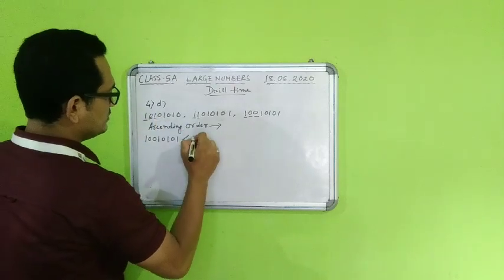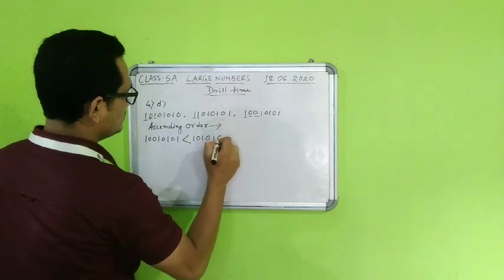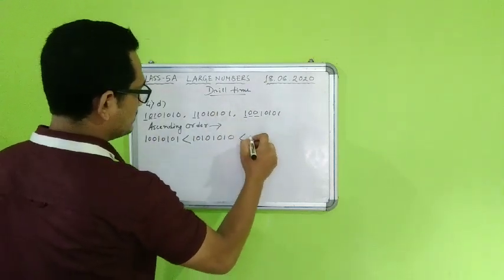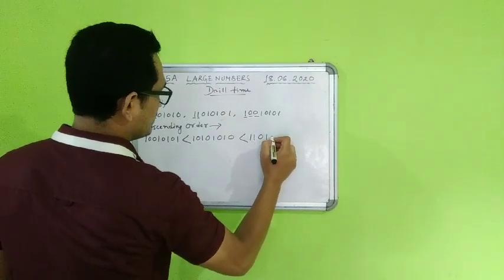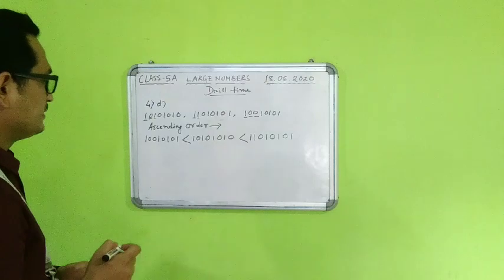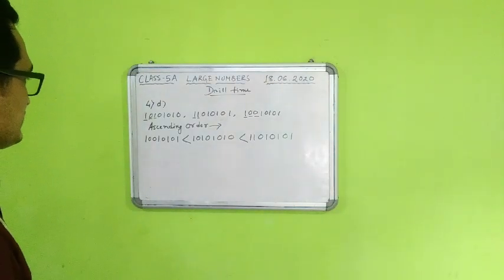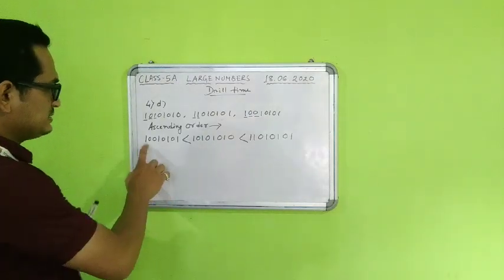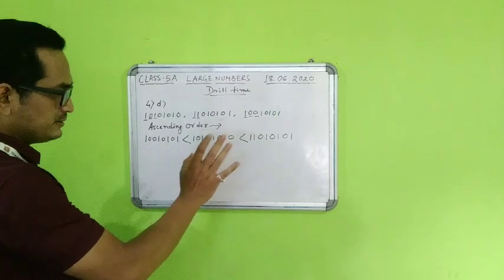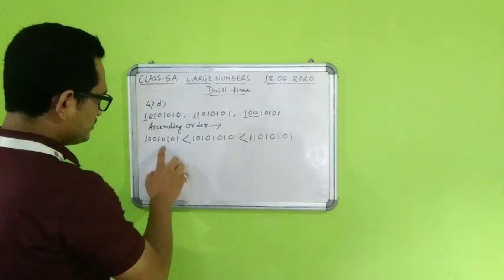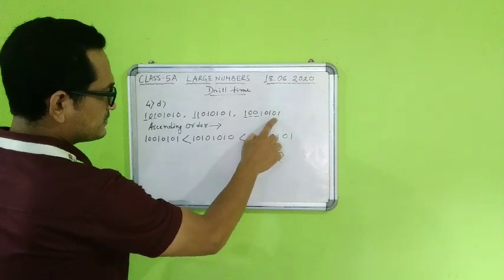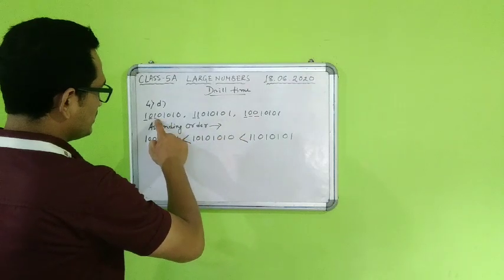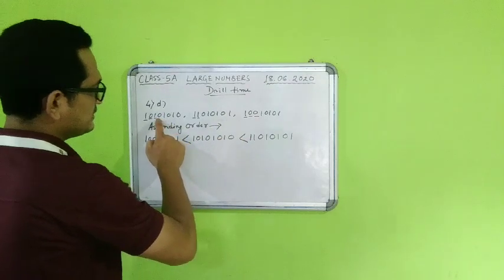Then the next one will be this one: 1 0 1 0 1 0 1 0. And the next one will be this one. This is the greatest one: 0 1 0 1. Fine. So students, what is the difference we have got? Say here it is 1 0 0. You can say something very interesting here. You see the last 5 digits, 1 0 1 0 1, 1 0 1 0 1. Then this one, 1 0 1. Here the difference is coming.